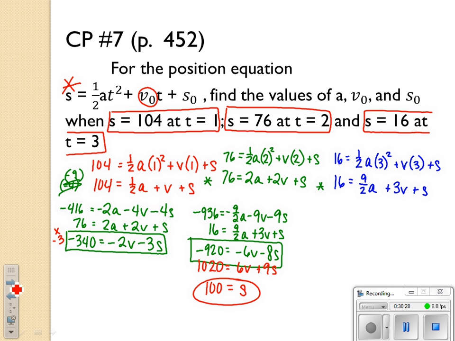Now I can plug that one into either of those two green lines that we were working with, either here or here, to find v. Just because I'm running out of room over there, I'm going to go into this one. Negative 340 will equal negative 2v minus 3 times 100.